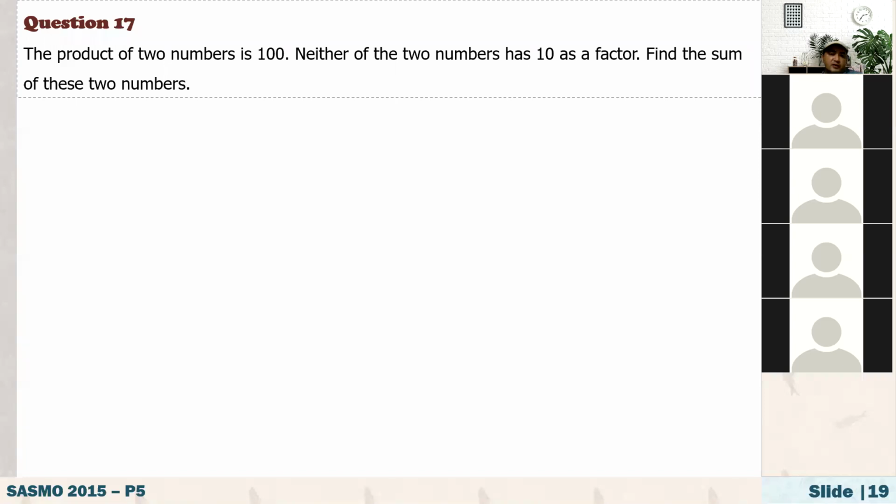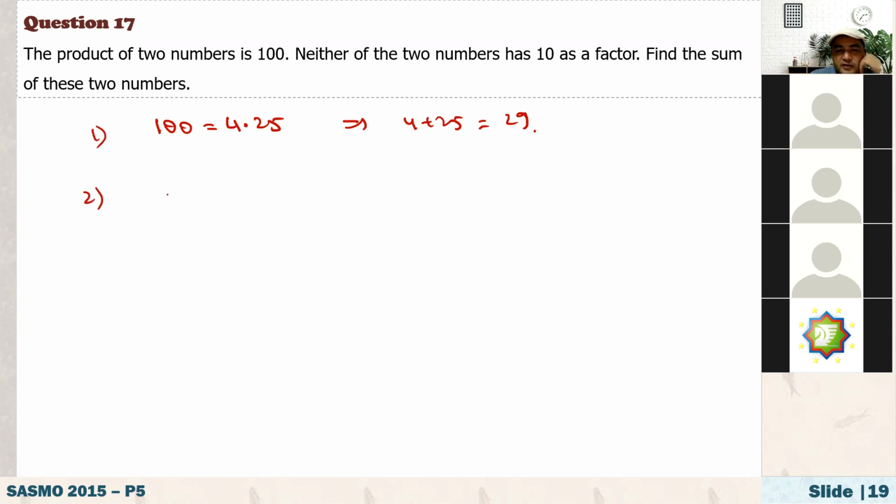The product of two numbers is 100. To find the sum of these two numbers, that is 4 plus 25. That's equal to 29. If instead of this 100, how about the question is 1000?